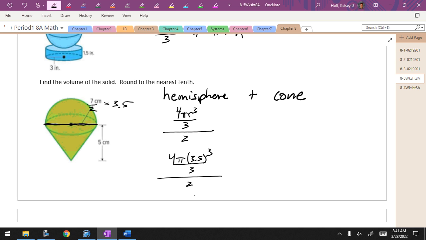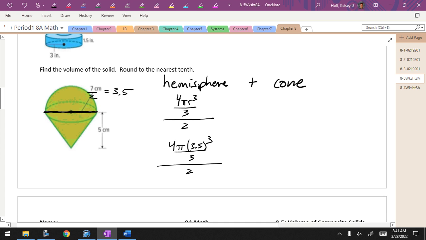So you've got to take 3.5 raised to the third. Answer times 4. Answer times pi. Answer divided by 3. Answer divided by 2. What do you get? 89.8? Yes? Everybody good with that?